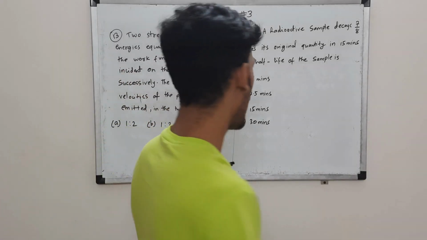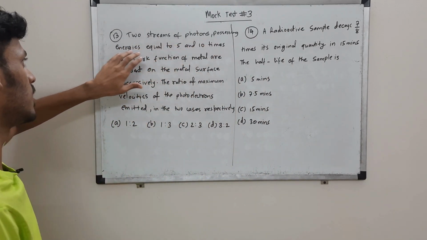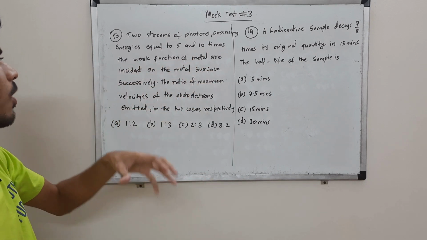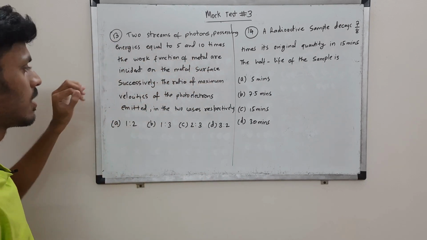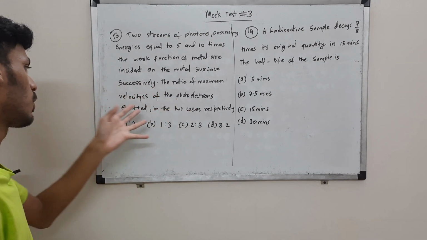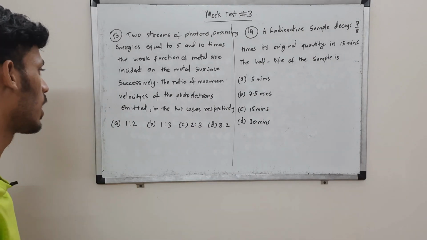Now question 13 and 14. In question 13 we have two streams of photons which possess energies equal to 5 and 10 times the work function of a metal. They are incident on that particular metal surface successively, one after another. We want the ratio of the maximum velocities of the photoelectrons emitted in the two cases. So you want to find the ratio of the velocities.